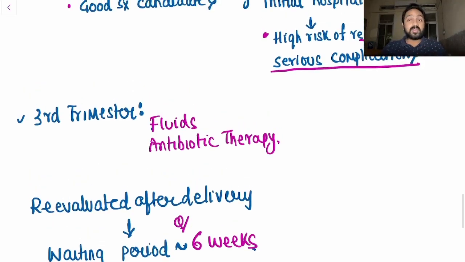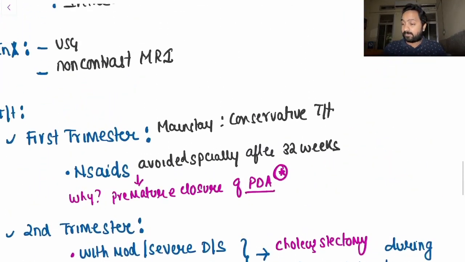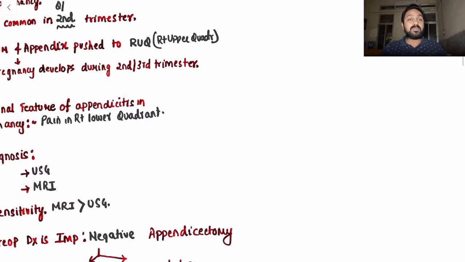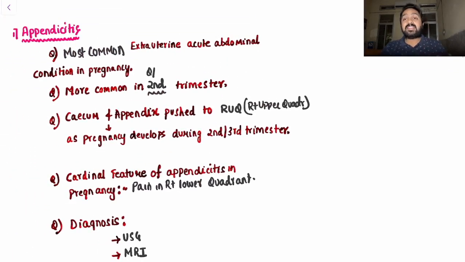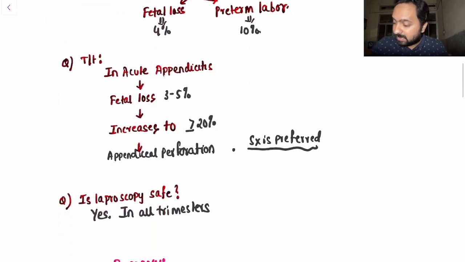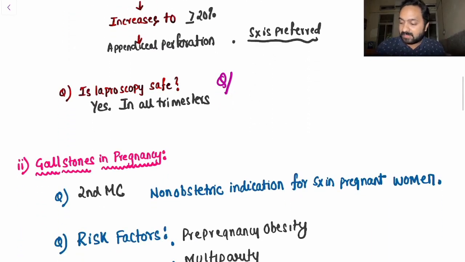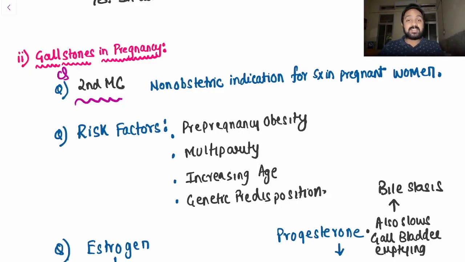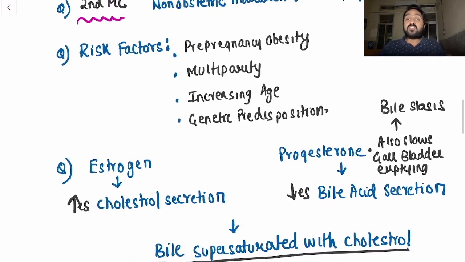So these were two important abdominal surgical conditions in pregnancy. The first, the most common, being appendicitis, and the second being gallstones in pregnancy. The important points to remember in appendicitis: the cardinal feature is pain in the right lower quadrant, and laparoscopy is safe in all trimesters. In case of gallstones in pregnancy, it is the second most common. The various risk factors include pre-pregnancy obesity, multiparity, increasing age, genetic predisposition, the cause being hormonal factors.